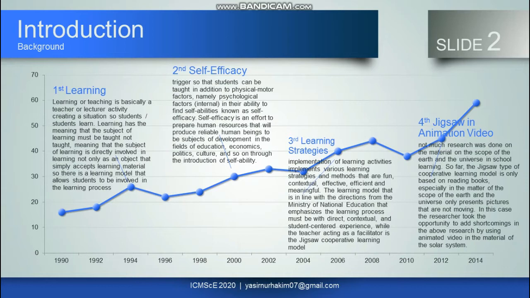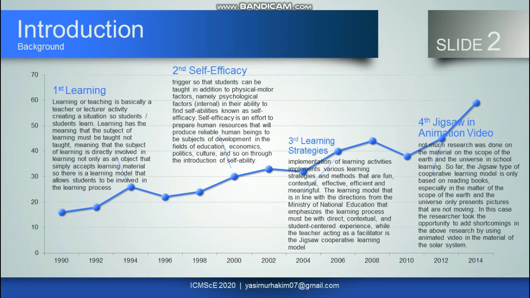3. Related to learning strategies. Implementation of learning activities implements various learning strategies and methods that are fun, contextual, effective, efficient, and meaningful. The learning model that is in line with the direction from the Ministry of National Education, which emphasizes that the learning process must be with direct, contextual, and student-centered experience, while the teacher acts as a facilitator, is the Jigsaw Cooperative Learning Model.